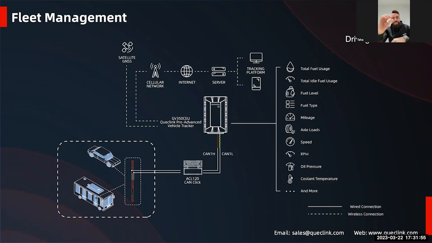So simply this contactless reader, you can just use it. Just twist your wires, CAN1 CAN high from the vehicle, fragment them very well, put them on the CANclick, close the CANclick, and connect it directly to the GB350CU. Also the CANclick needs to be connected to 12 volt or 24 or 32. It is flexible for all voltages of the vehicles.